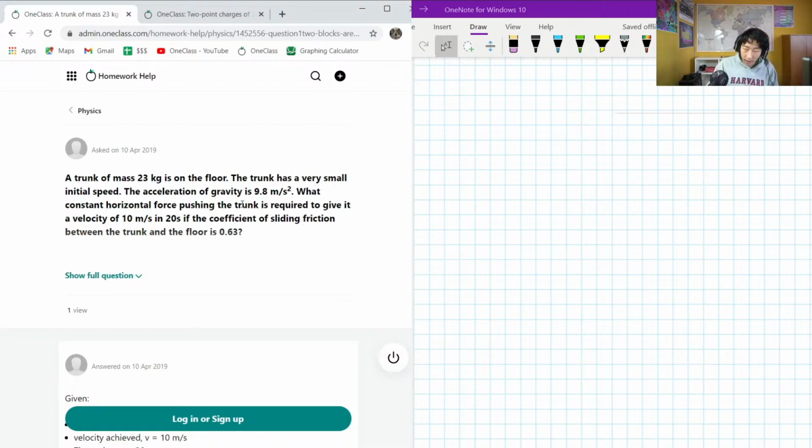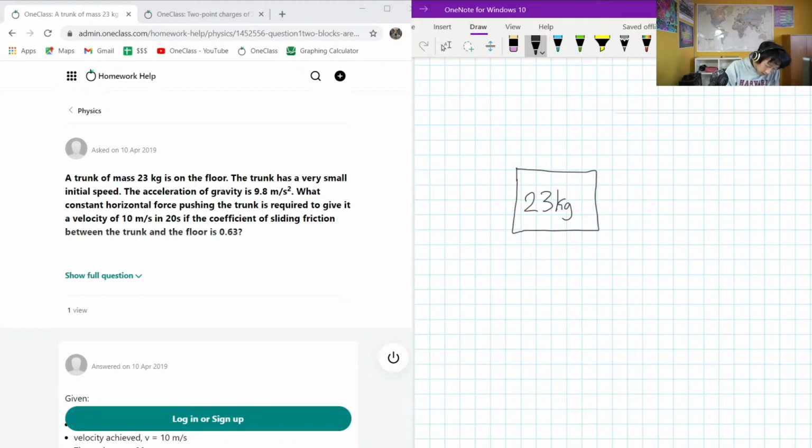Okay, so let's draw a diagram of what is going on in this situation, and then from that diagram we can make some mathematical moves to do exactly what we need to do. We have a mass here, and we know that mass is 23 kilograms. Let's draw it as a box, on fairly smooth ground where the coefficient of kinetic friction, which applies when it's in motion, is 0.63.